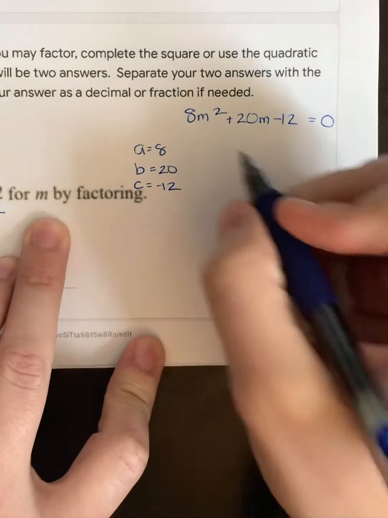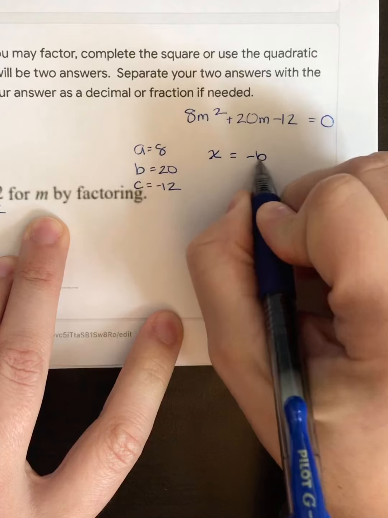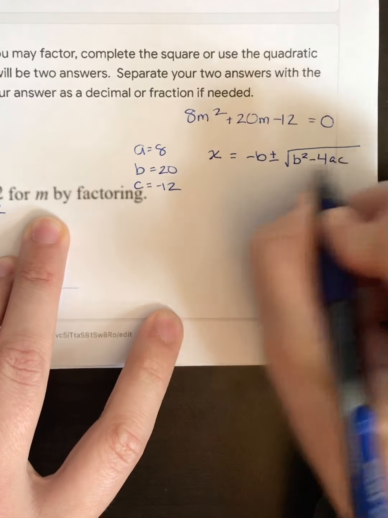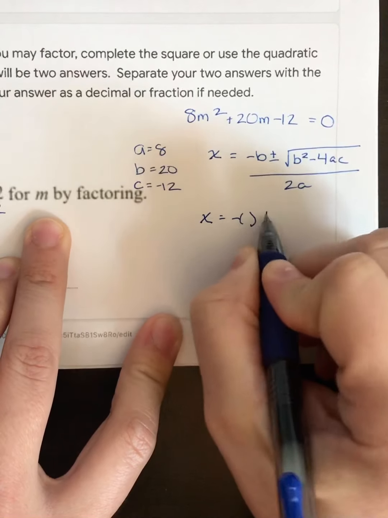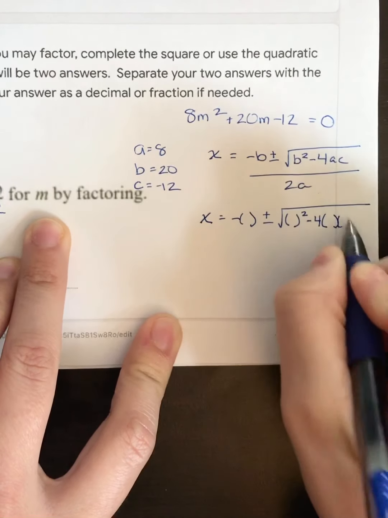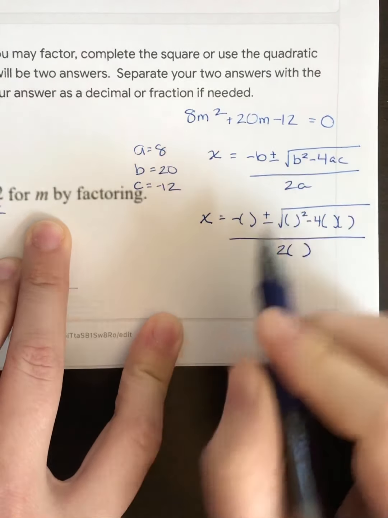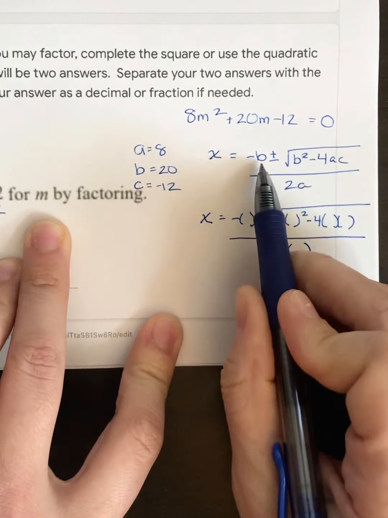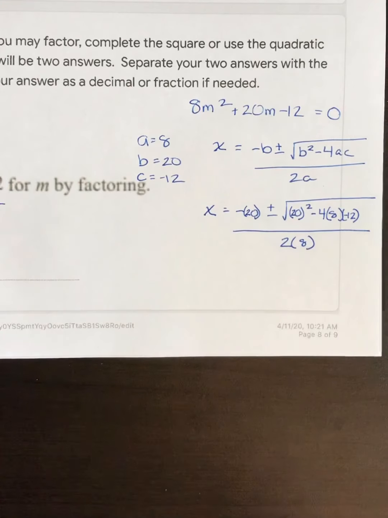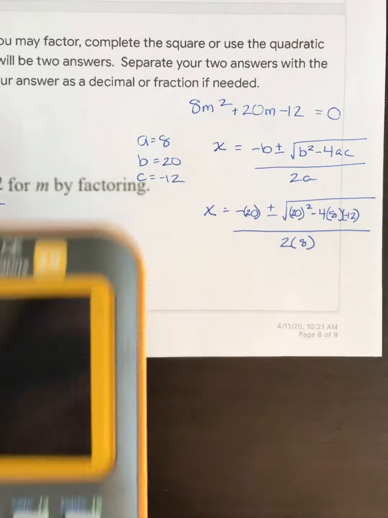Okay, so your formula is x equals negative b plus or minus the square root of b squared minus 4ac all over 2a. I'm going to put parentheses anywhere I see a letter. So this is b, that's going to be 20. This is b, so that's 20. This is a, so that's 8. That's c, so that's negative 12. And this is a, so that's 8. Now let me clean this up a bit and get my calculator out.